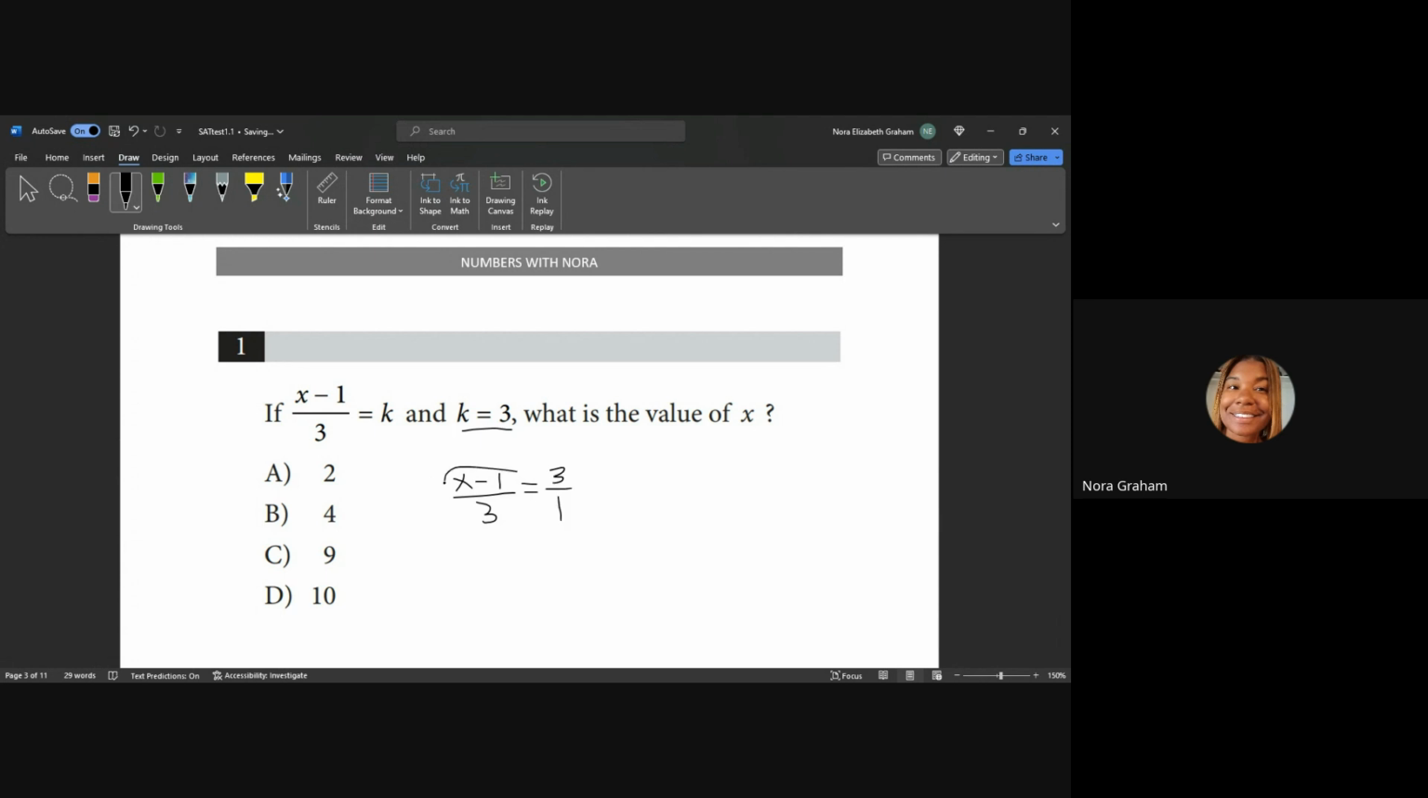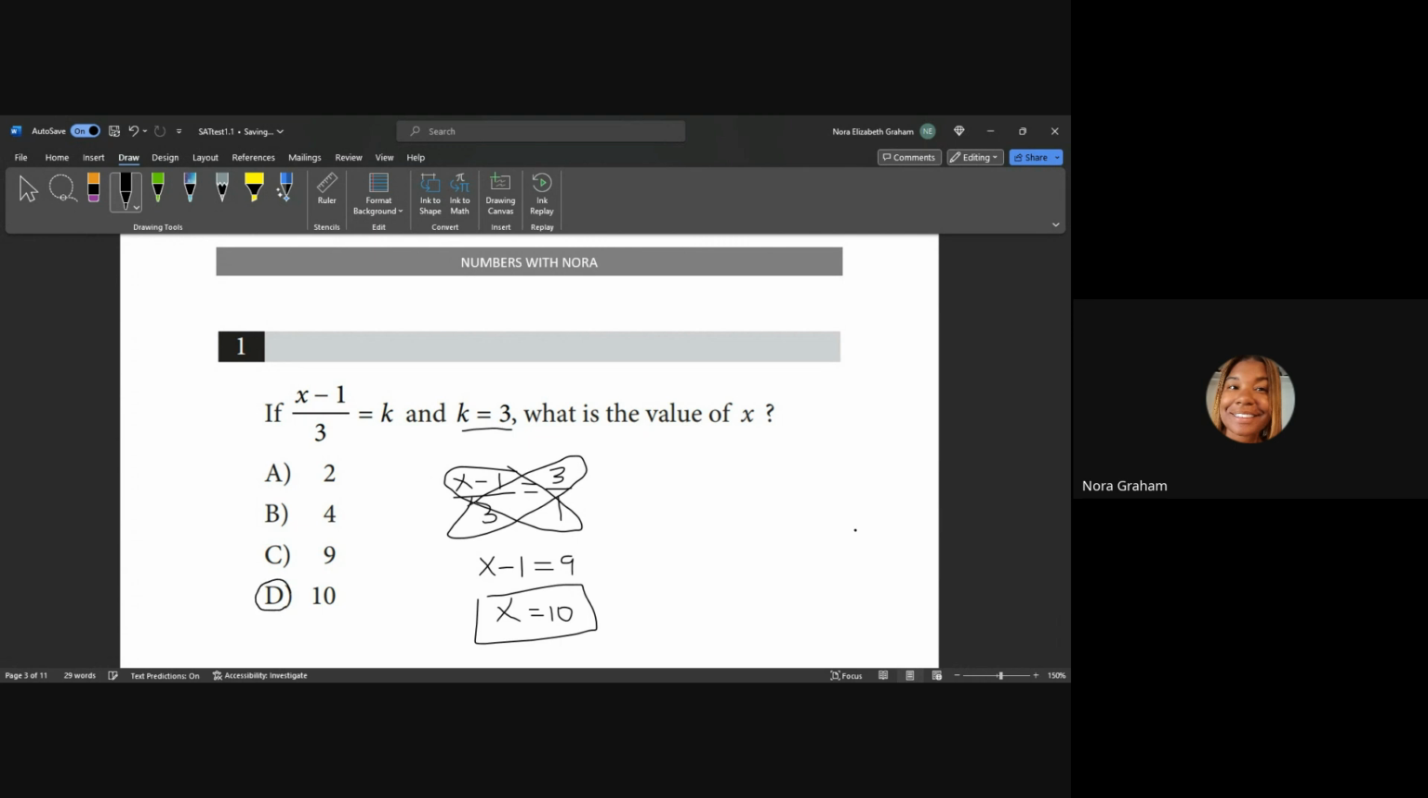Now here we can cross multiply, or sometimes I like to call it the butterfly method. So x minus 1 times 1, anything times 1 is itself, so x minus 1. 3 times 3 is going to give you 9. And then we're going to add the 1 to both sides. So we're going to get x equals 10. And that is our answer. So D is going to be our answer for number 1.